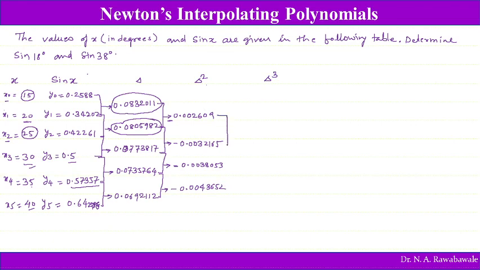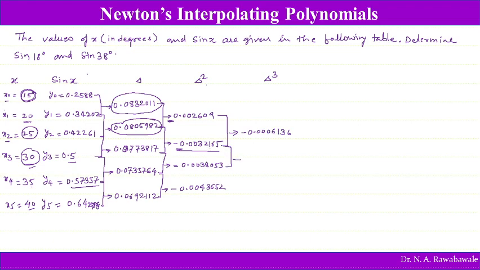So the divided difference of these two: minus 0.0032165 minus of minus 0.002609, and a minus of minus becomes plus, divided by 30 minus 15. This difference we take here. So the third divided difference we get here as minus 0.0006136.